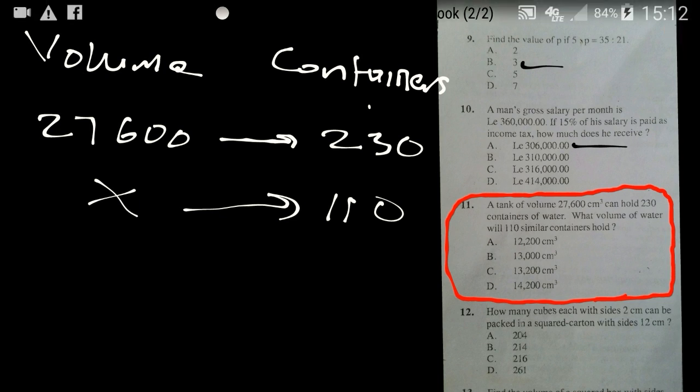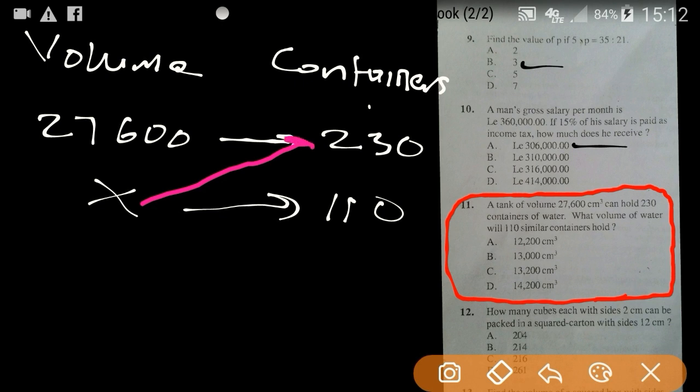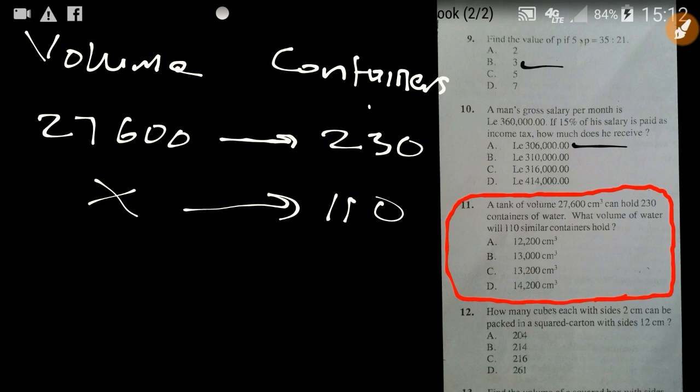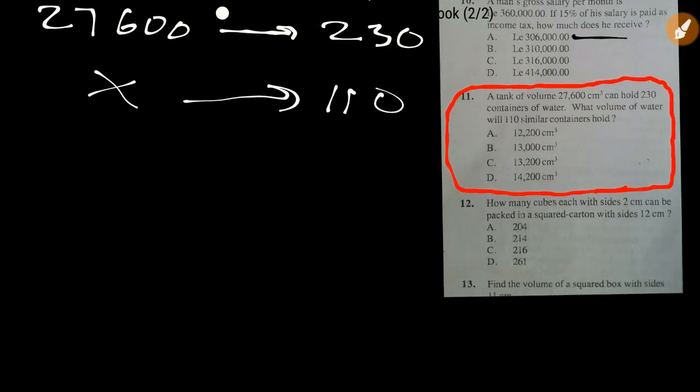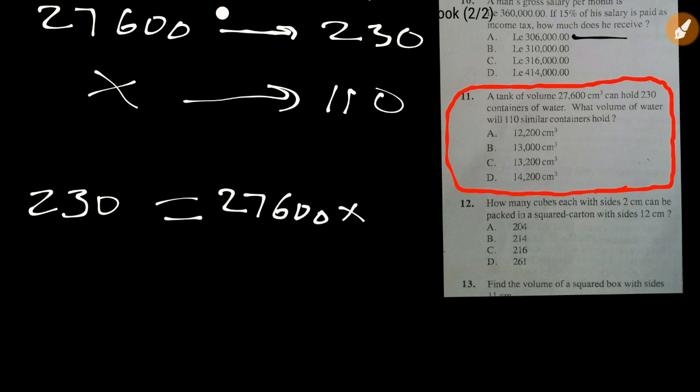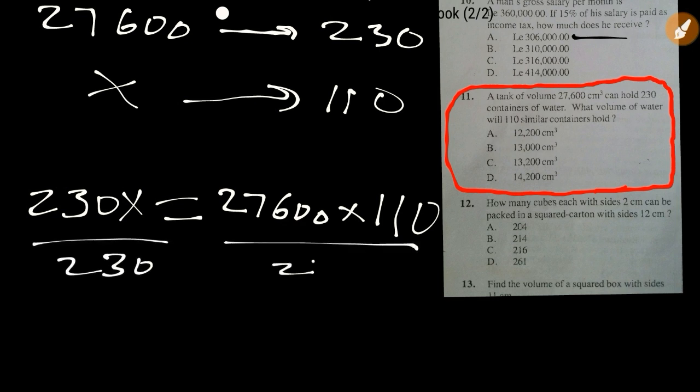Whenever we have a problem like this, what we need to do is to cross multiply x to this, and this multiply this to this, because this is a proportion question. So now we're going to have 230x will be equals to 27,600 multiplied by 110. So we'll divide here by 230 and here by 230. So 230 cancels. We have x here. So this 0 will cancel this 0.